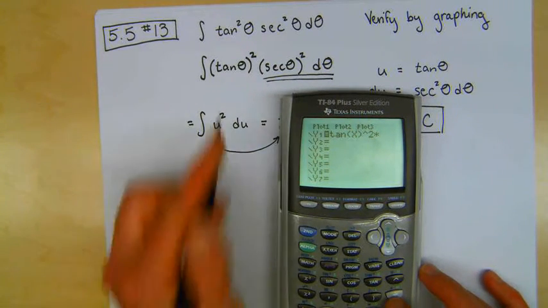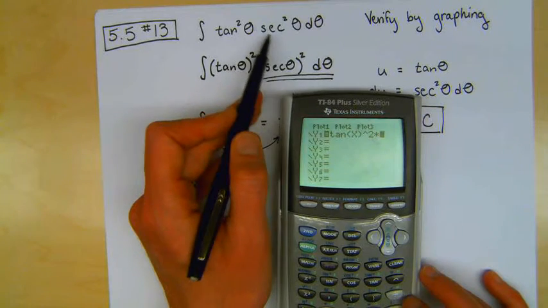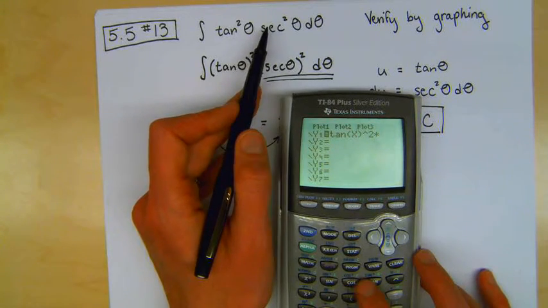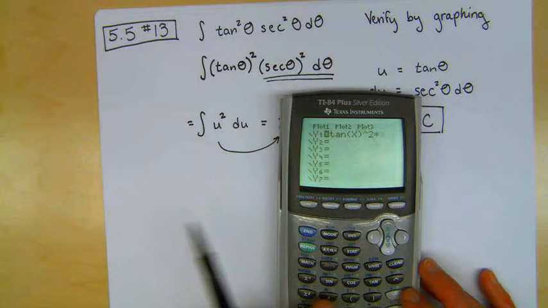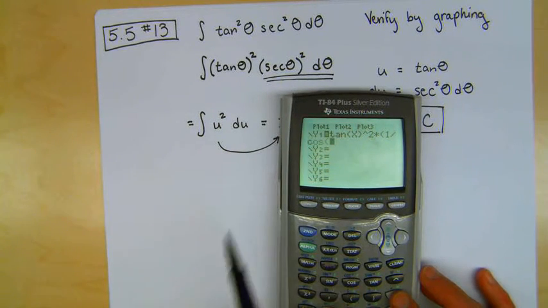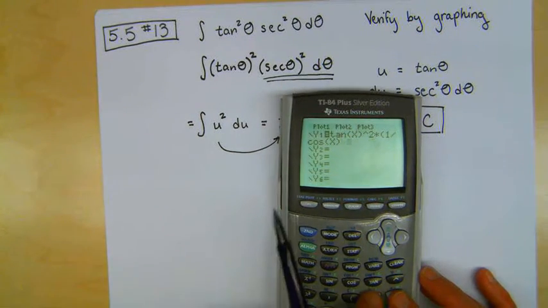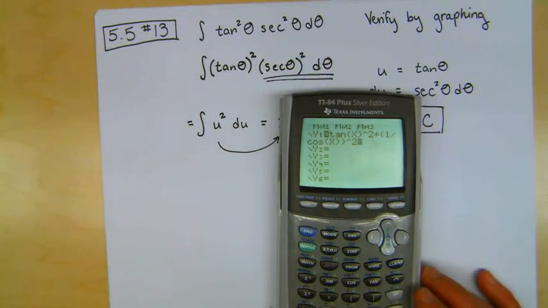times, maybe this is the problem, how do we type in secant squared into our calculator? Your calculator might not have a secant button, right? So what is secant? Secant is just the reciprocal of cosine. So I'm going to type in 1 over cosine of x in parentheses. I'm going to square that.